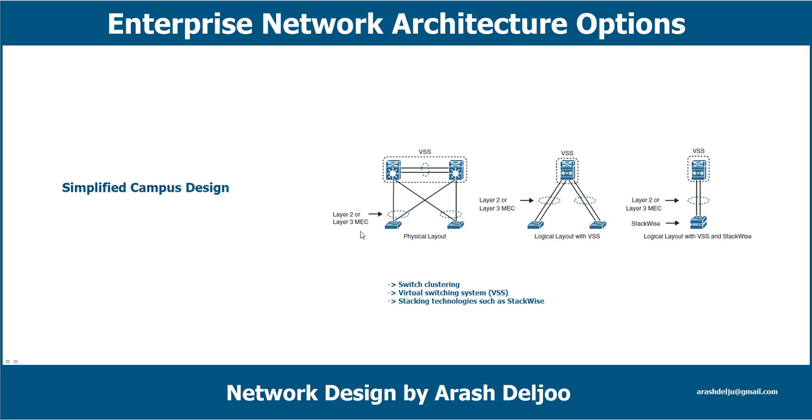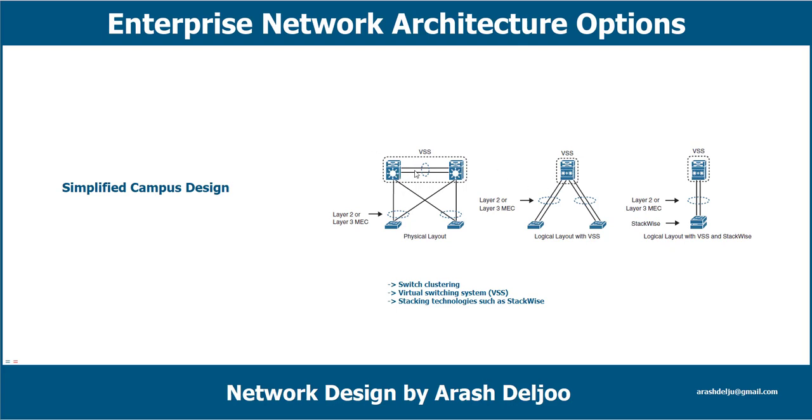Because of that, actually here, as you can see, now we have a network including 2 access layer switches and 2 distribution layer switches. As you can see, we can use VSS, or virtual switching system, to convert these 2 physical switches to 1 logical switch.